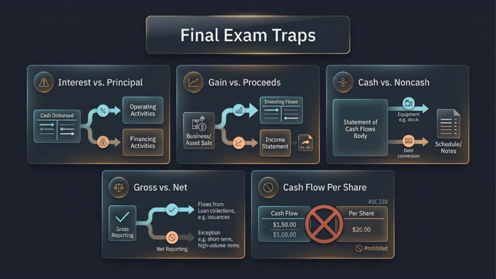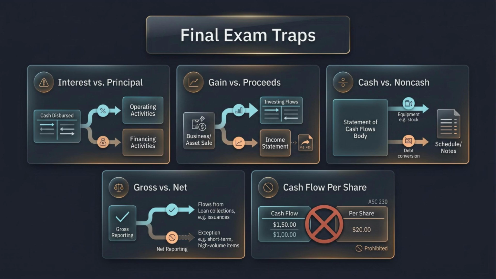First, interest versus principal. Interest paid is operating, principal repayment is financing. Second, gain versus proceeds. The full sale proceeds go to investing activities, while the gain or loss is removed in the indirect method reconciliation. Third, cash versus non-cash. Non-cash investing and financing activities never enter the statement body but must be disclosed separately. Fourth, gross versus net. Most cash flows are reported gross, and net reporting is only allowed in narrow circumstances.